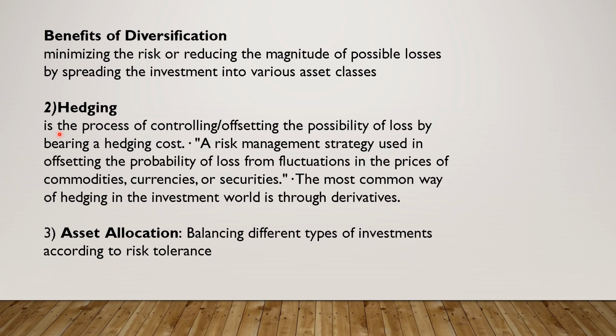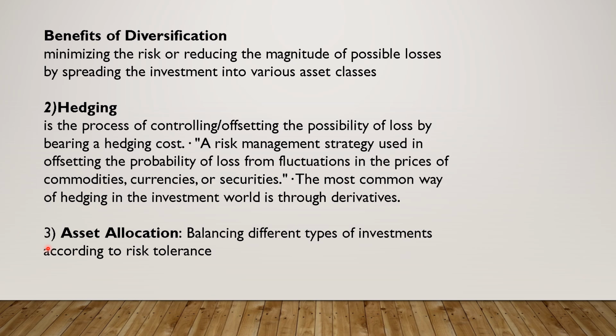At number 2, we have hedging. It is the process of controlling the possibility of a loss. A risk management strategy used in offsetting the probability of a loss from fluctuations in the prices of commodities, currencies or securities. The most common way of hedging an instrument is through derivatives. By investing in derivatives, you have hedged or controlled the loss of your investment.